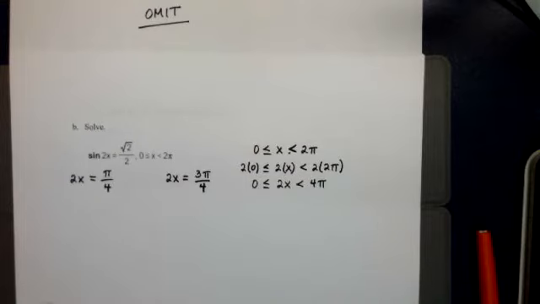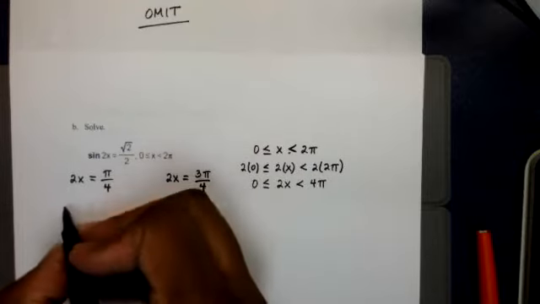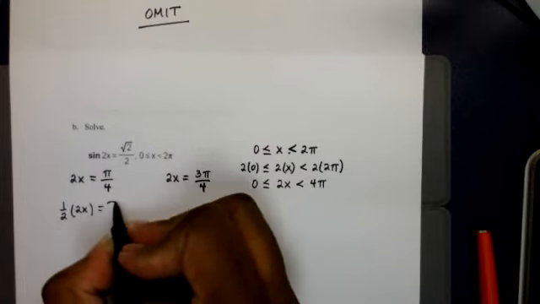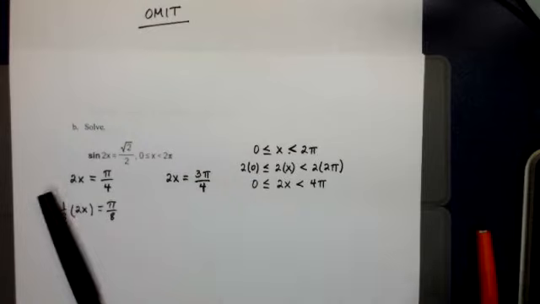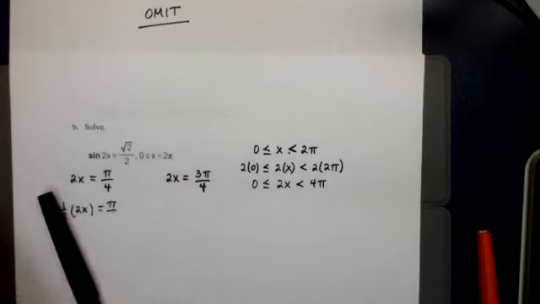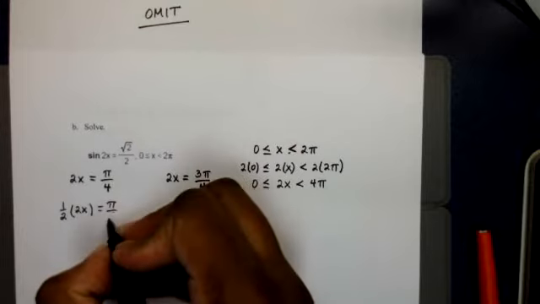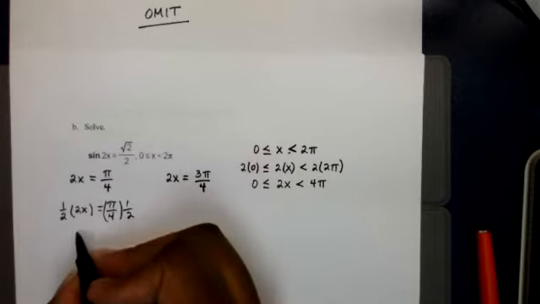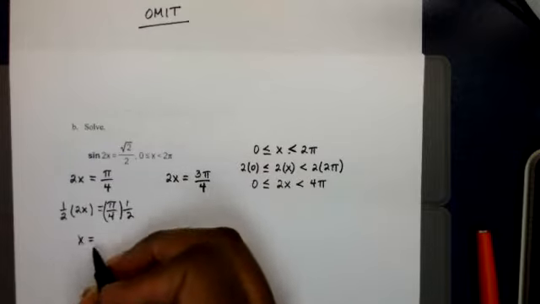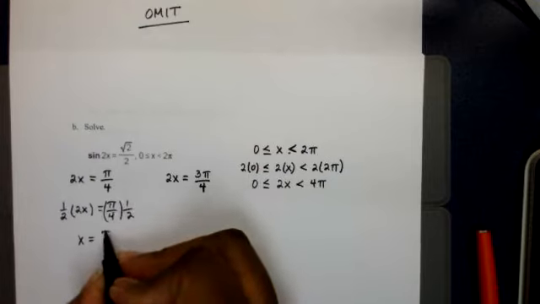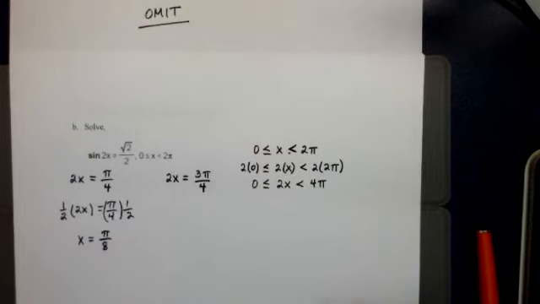It's being multiplied by 2. Normally we would divide both sides by 2, but we got a fraction here. So let's multiply both sides by the reciprocal of 2. That's going to be 1/2. That should be pi/4 times 1/2. So that means x will be equal to, in this case, pi times 1 will be pi over 8.